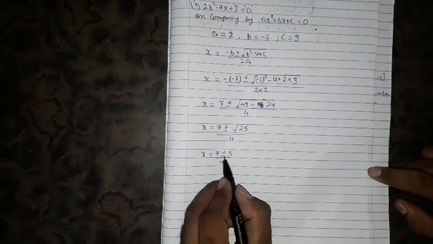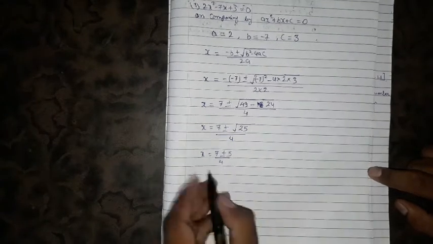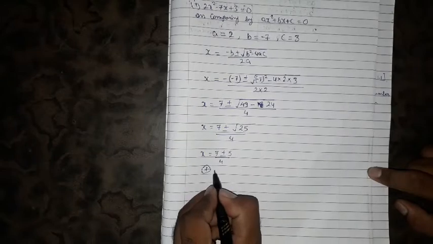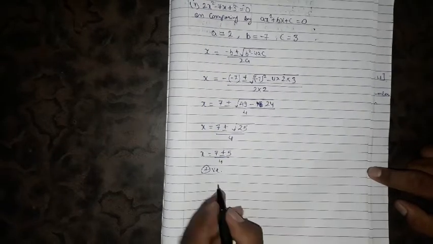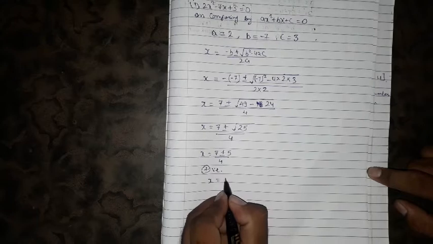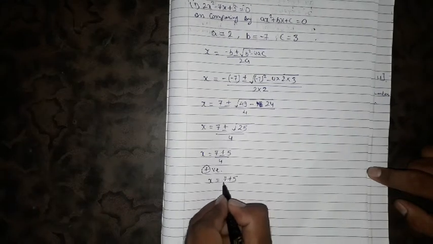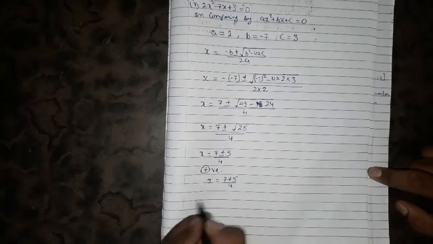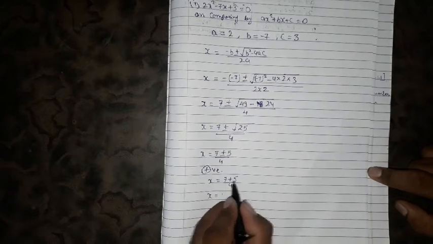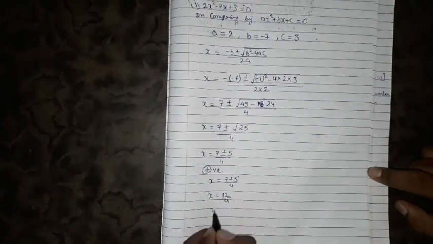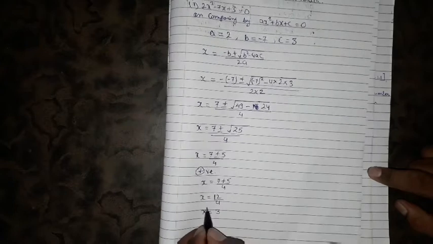Now we have two signs, positive and negative. First I'll take the positive sign. So I have to write x equals 7 plus 5 upon 4. 7 plus 5 becomes 12 by 4. 4 threes are 12, so x will be 3.